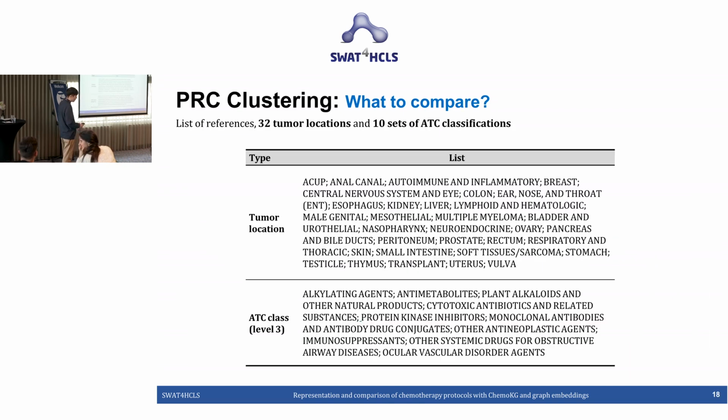For the references to compare, we use 32 tumor locations, for instance ACUP, anal canal, autoimmune inflammatory, and breast cancer, obviously. And for ATC classes, we have 8 sets of ATC classifications for the reference: alkylating agents, antimetabolites, plant alkaloids and other natural products, etc. And these are all level 3 ATC classes.